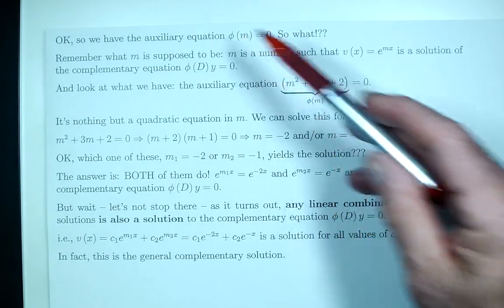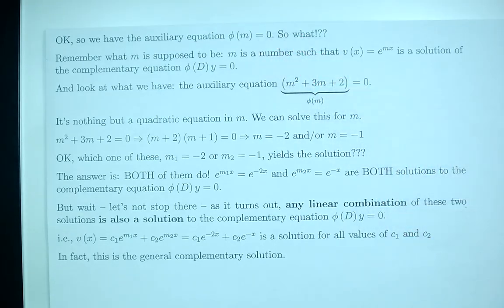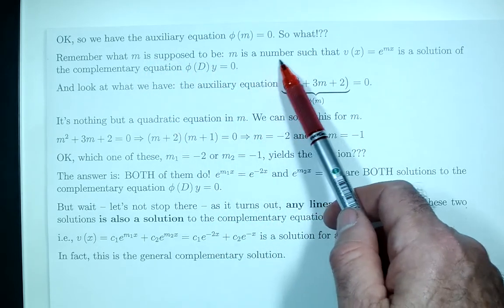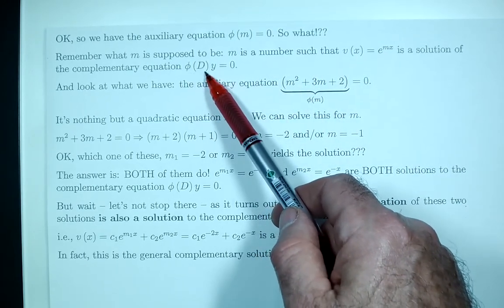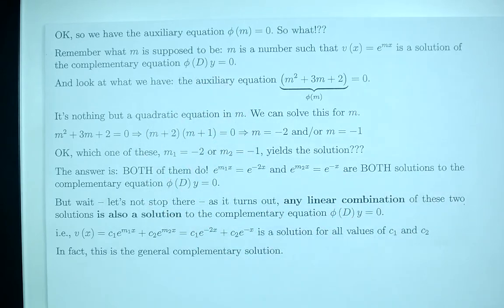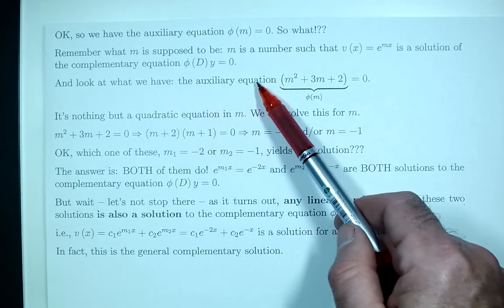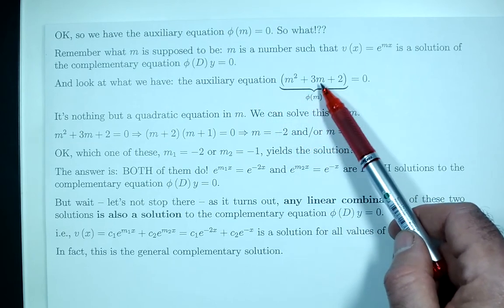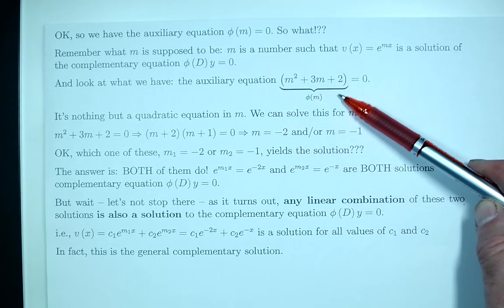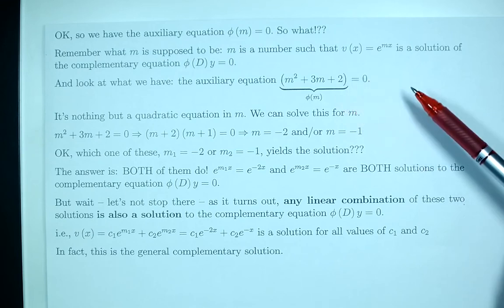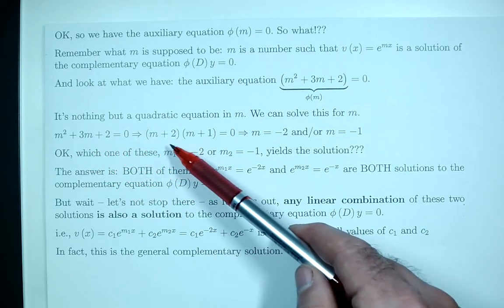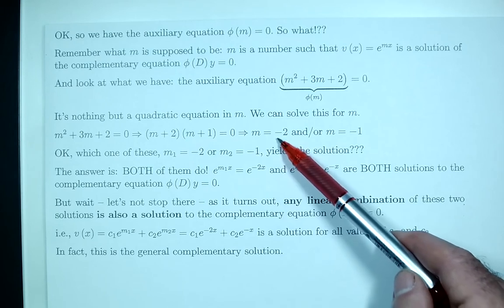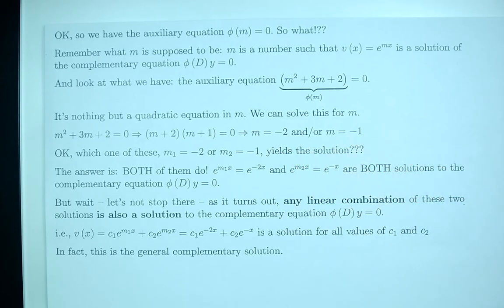We have the auxiliary equation, phi of m equals 0. So what? Well, remember what m is. M is a number such that e to the mx is a solution of the complementary equation. And look what we have, the auxiliary equation in terms of m. It's a quadratic equation. We can solve this for m. M squared plus 3m plus 2 equals 0. We factor this. So m is negative 2 or m is negative 1.